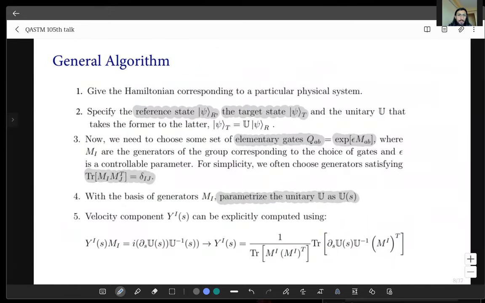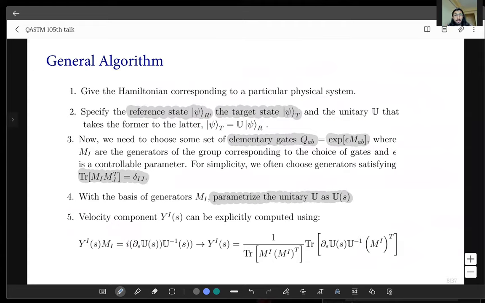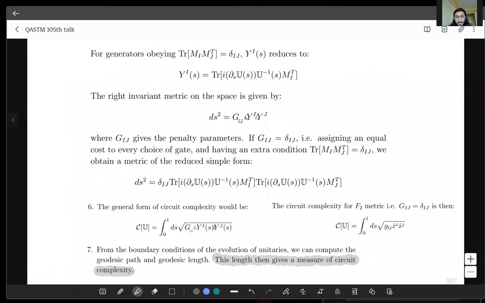I'll give you a general algorithm for how to do it, and then we will apply this algorithm to our case. The first thing we need is a Hamiltonian of our theory. Second, we need to specify the reference state and the target state. After that, we need to determine our gates, which will take us from the reference to the target state. Third, we need to parameterize u, because u will be the one taking us from the initial to the final state. I'll explain the maths of this in detail in the next slides, line by line. And then after finding the YIs, we can integrate and get the complexity measure.